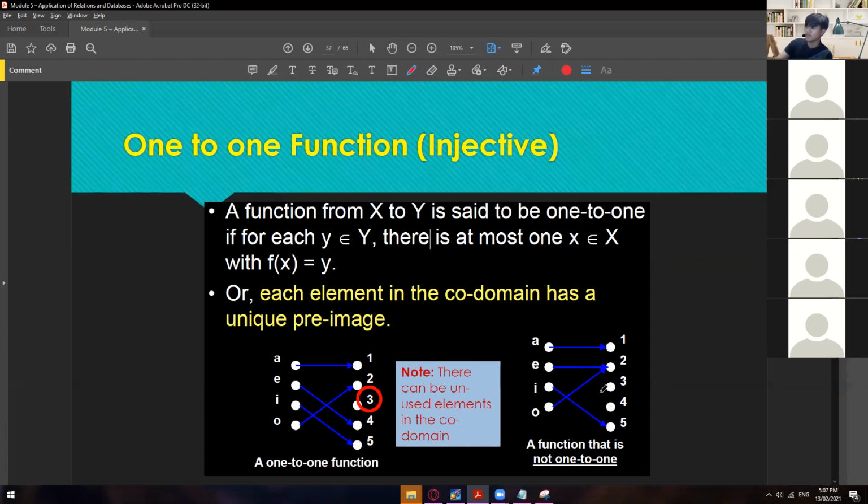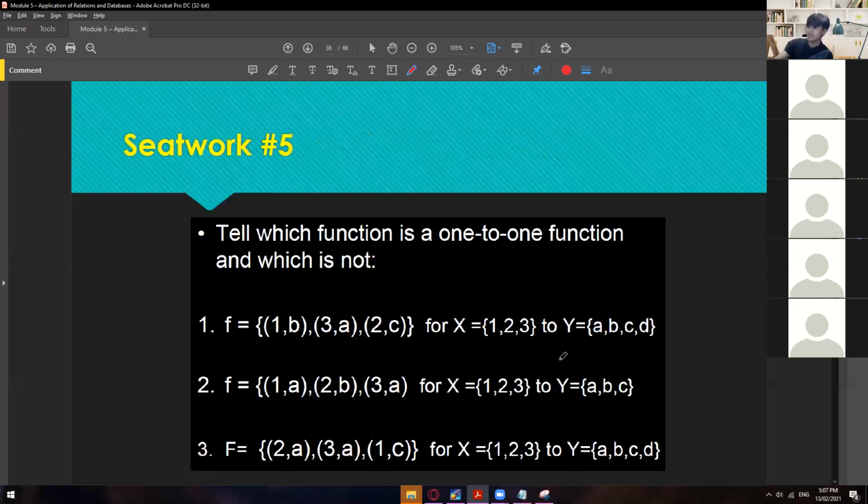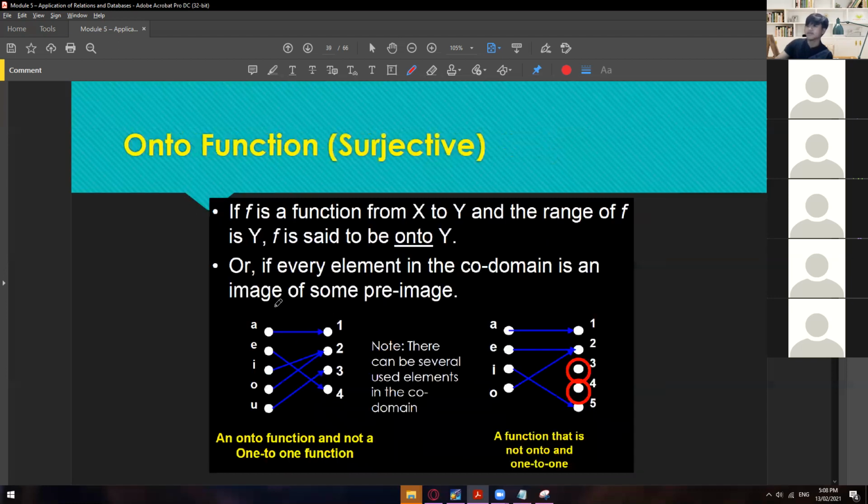However, if there is one side, let's say the domain or codomain, has two or more partners, then that one is not a one-to-one anymore. All right, so we only have 3 numbers for this one. We also have the onto function, or the surjective. This one is, if f is a function from x to y and the range of f is y, f is said to be onto, meaning all of your x and domains must have a partner, regardless of how many partners we have, as long as all of them have a partner.